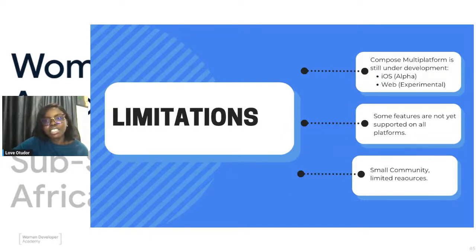What we mean by alpha stage is that it has been accepted to develop Compose Multiplatform for iOS, but it's still being actively developed, so it's not advisable to use it for production apps. We can try it and experiment with it in sample projects, but it's not advisable to use it in production apps because most of these APIs might change while they are under development. And web is currently experimental, so they're still experimenting with the possibilities and a lot of frameworks, and it has a lot of bugs at the moment.